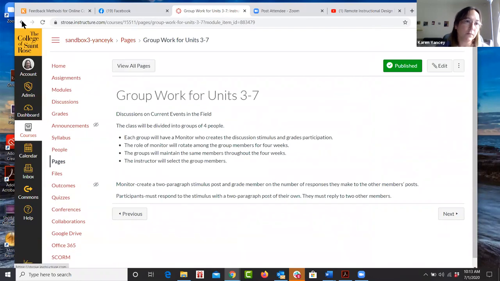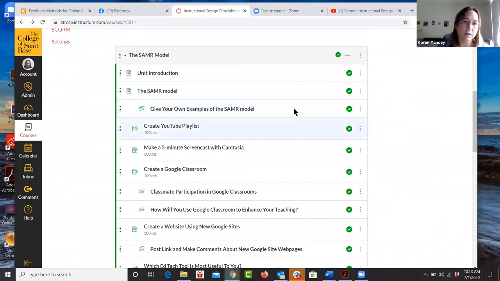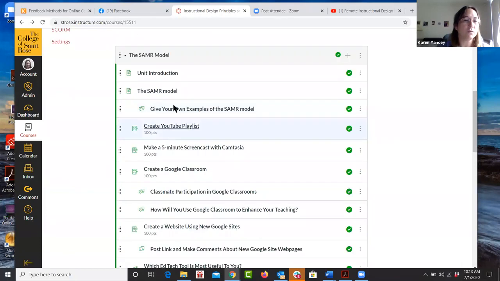And then further down, I have my unit introduction page. This is the unit where we'll start discussing current topics. It's going to extend over 4 weeks. We'll be discussing this topic this week, and the participants have to write 2-paragraph posts and replies. So that is one of those steps where the instructor is giving information or reminding the students.